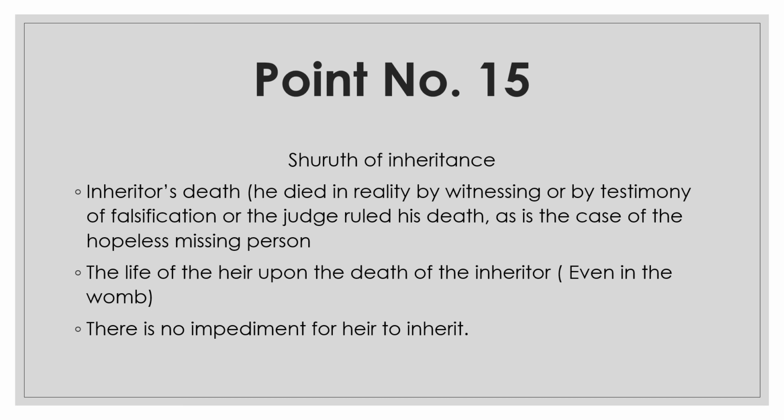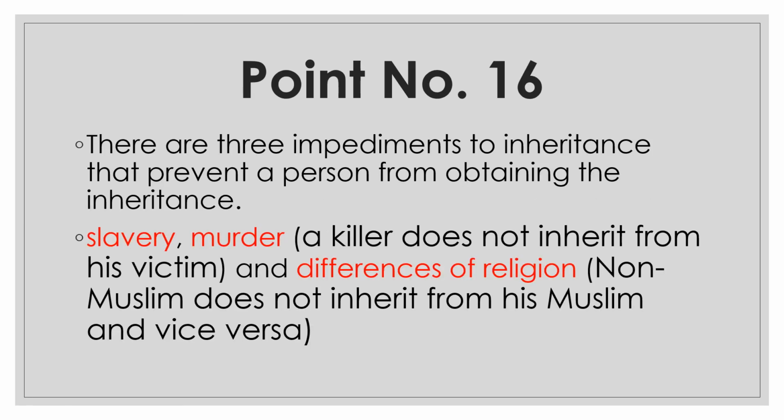And the third one is we have to ensure that there is no impediment, any block for the heir to inherit. What are the impediments for the heir? That we will discuss in the next slides. So number one, the inheritor must die, the heir must live. The third one, never ever will there be any impediment, any block, in any manner to inherit. So there are three impediments, three blocking reasons to inheritance, that prevent a person from obtaining the inheritance. Number one, slavery.